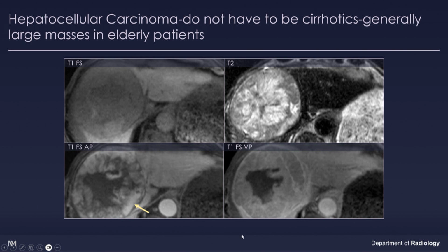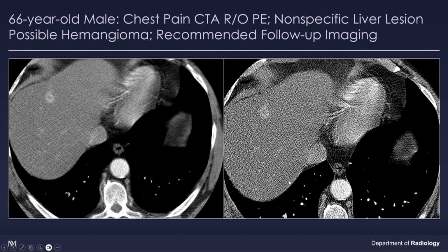The other thing to realize is these giant masses, you don't have to have a history of cirrhosis. If I see a large mass, especially in an elderly patient, I often think of HCC as illustrated here. How about this one? This is a scary case. Obviously, if you've been doing this for a while, like I have, you start to see the scary cases.